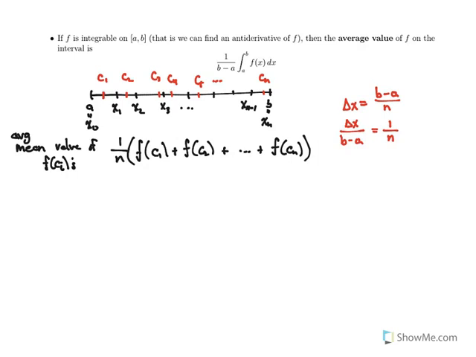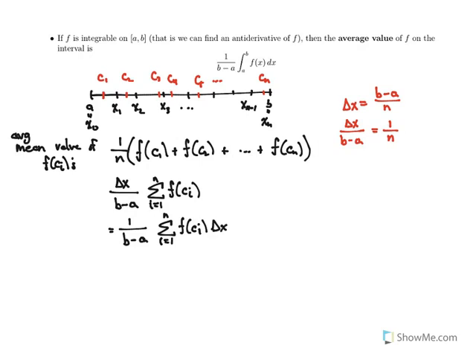Writing it like that, I now have delta x over b minus a, and then I'm going to rewrite this as a sum, i equals 1 to n of f of c sub i, and I'm going to write that as 1 over b minus a times the sum of f of c sub i delta x, bringing the delta x into the sum. Then I'm going to take the limit as n goes to infinity.